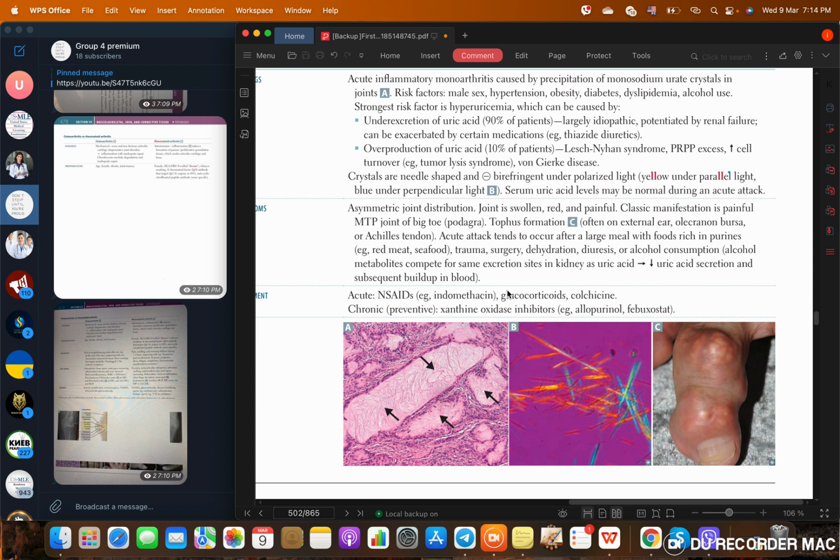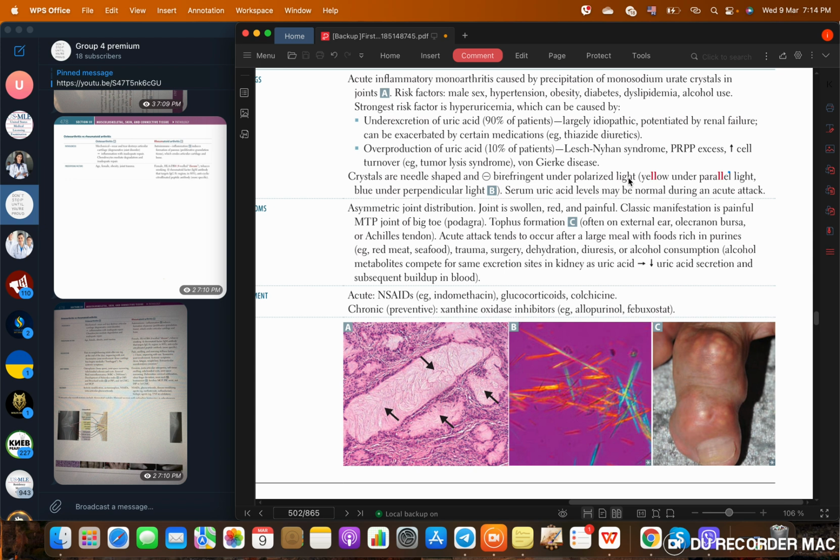So, the next thing, let's see. Yes, they say von Gierke disease also can lead to it. Von Gierke disease, we did not learn it yet. It's a type of glycogen storage disease. So yeah, basically we will speak about that when we reach it. So crystals are needle-shaped and negatively birefringent under polarized light. And we will understand that in a second.